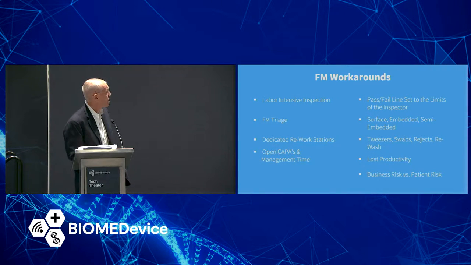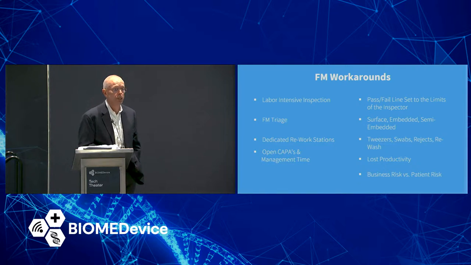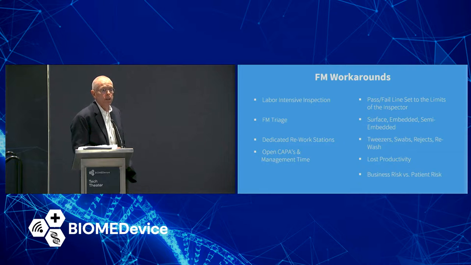So what do customers do? What do engineers and manufacturing people do? Obviously, the first thing is they do a lot of inspection. Depending on the device, it's very, very difficult to get an inspector fully trained up. At some companies, it takes 6 months to get an inspector trained up to identify and correctly meet the gauge R&R studies for FM. A lot of customers do triage.